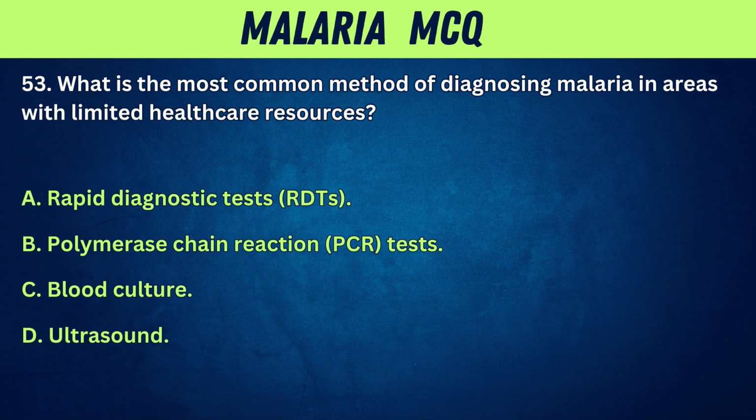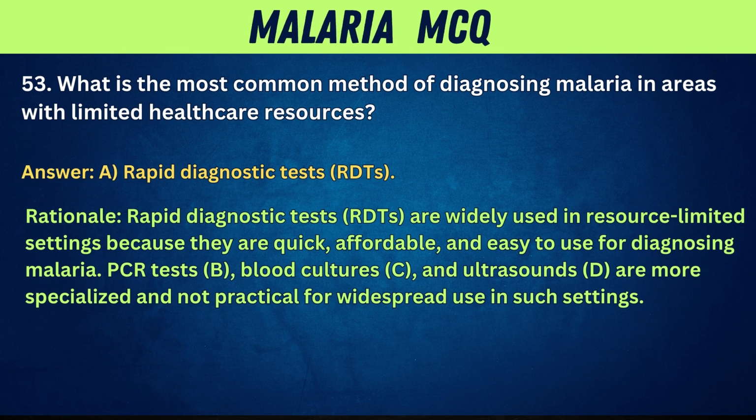53. What is the most common method of diagnosing malaria in areas with limited healthcare resources? A. Rapid diagnostic tests, RDTs. B. Polymerase chain reaction, PCR, tests. C. Blood culture. D. Ultrasound. Answer: A. Rapid diagnostic tests, RDTs.